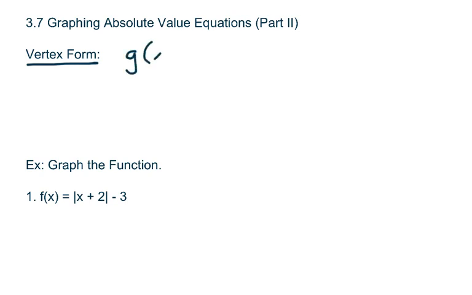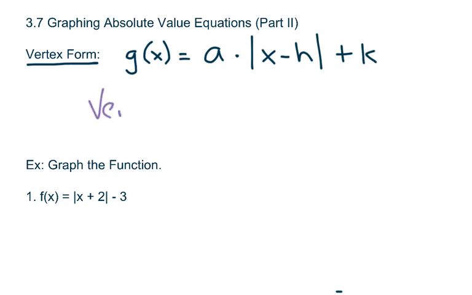It's g of x, or f of x, or whatever letter you want to use for function notation. g of x is equal to a times the absolute value of x minus h, plus k. Now, the reason it's called vertex form, and like I've said in the past, math people are not creative, okay? It's called vertex form because the equation or the function tells us where the vertex is.